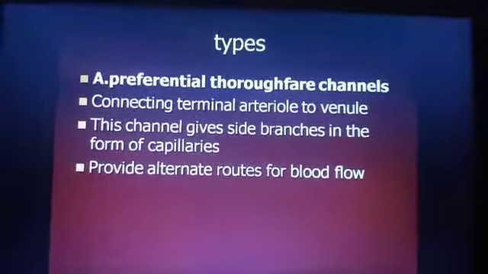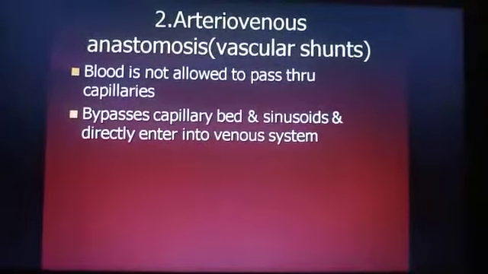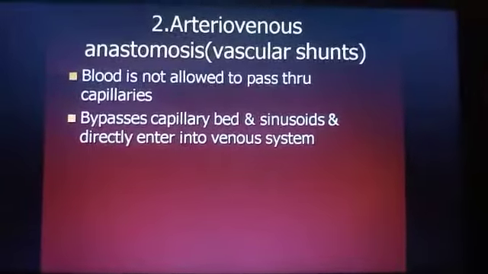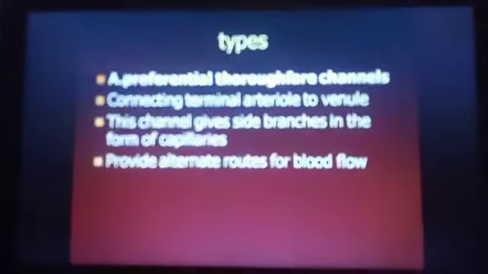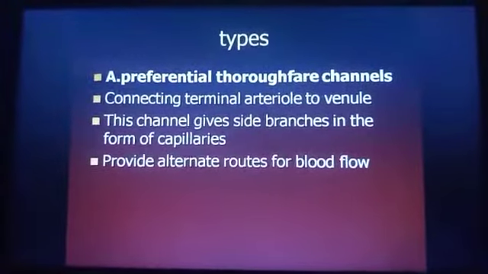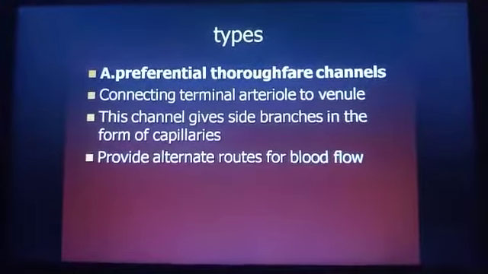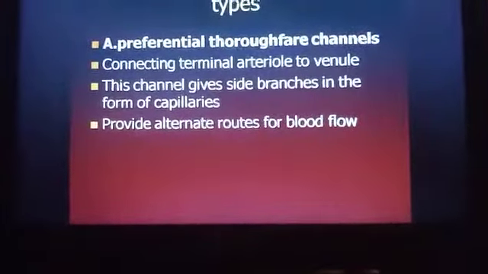Then we have preferential thoroughfare channels. These are the further types of the arteriovenous anastomosis. Number one is the preferential thoroughfare channels, where we have the connecting terminal arteriole to venule. This channel gives side branches in the form of capillaries and provides an alternate route for the blood flow.